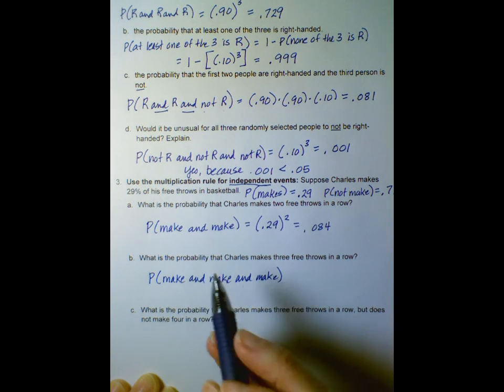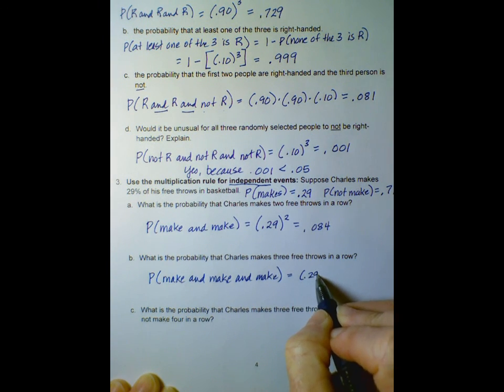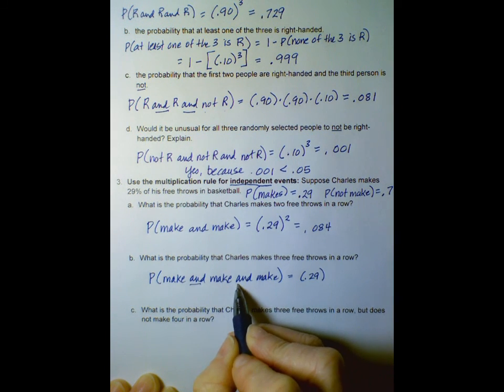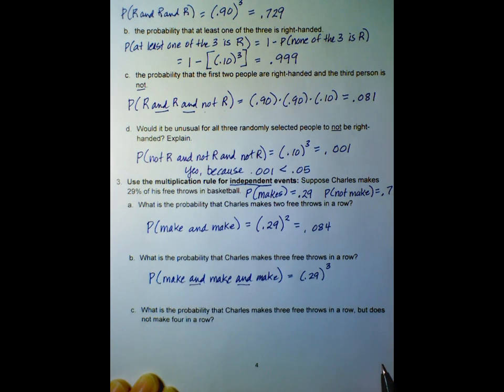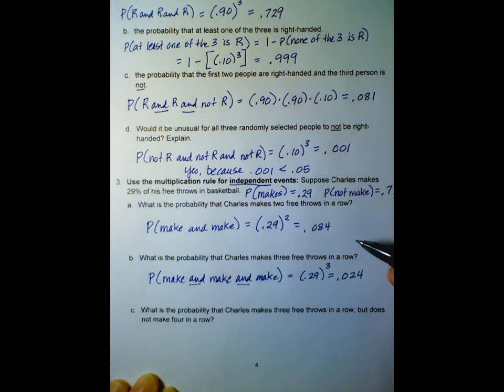Write it out in words. Then we know. Probability of make, that was 0.29. And means multiply, times 0.29 times 0.29. That means 0.29 to the third power. Or write it 3 times, whatever works for you. 0.024. It dropped significantly, right? That would be like 8.4%, and now making 3 in a row, a 2.4% chance that would happen.